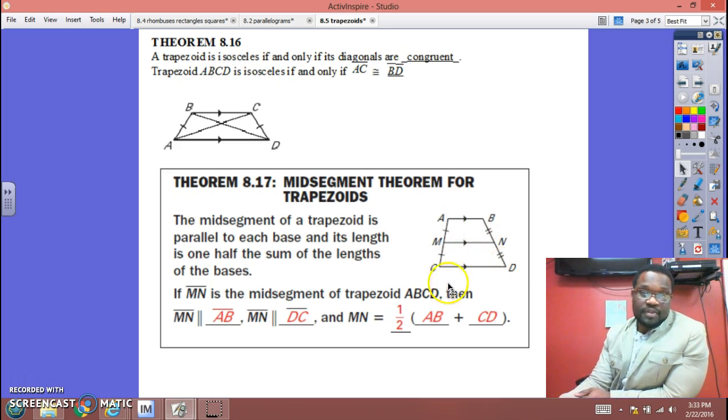That's important. Remember, alternate interior angles, alternate exterior angles, and corresponding angles, all that stuff from parallel lines may come into play here. If MN is the midsegment of a trapezoid, they give you this formula: MN equals (AB plus CD) divided by 2, or multiplied by 1/2. So you can tell the relationship between the length of the midsegment and the length of the bases by adding the bases together and dividing by 2, and that should equal the midsegment.